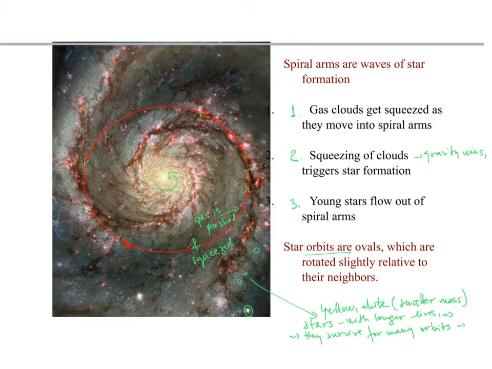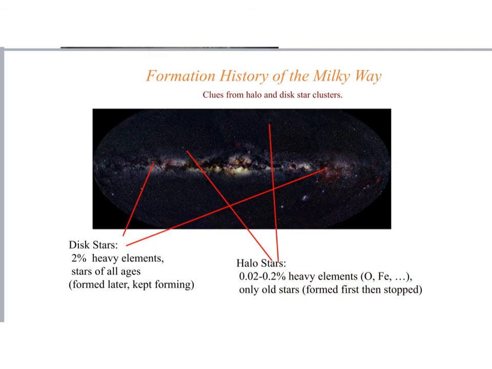Now the star orbits are oval, just like this oval shown here, which are rotated slightly relative to their neighbors, and it's merely that slight rotation that allows for the squeezing. You can imagine many ovals coming closer and closer and closer together, and they form that spiral arm feature that we see when we look at galaxies like this.